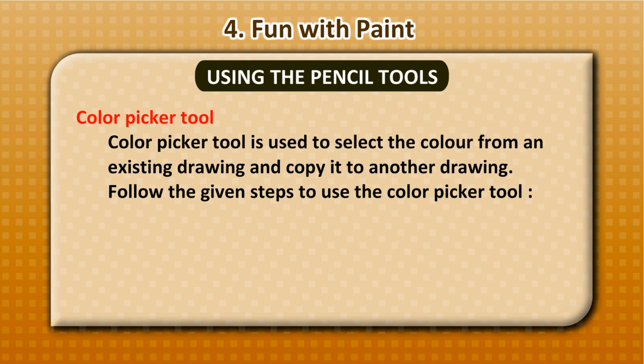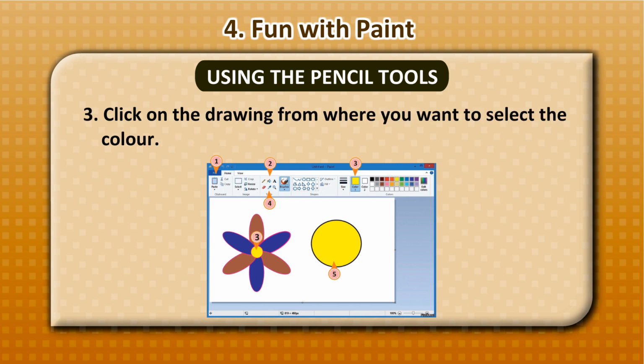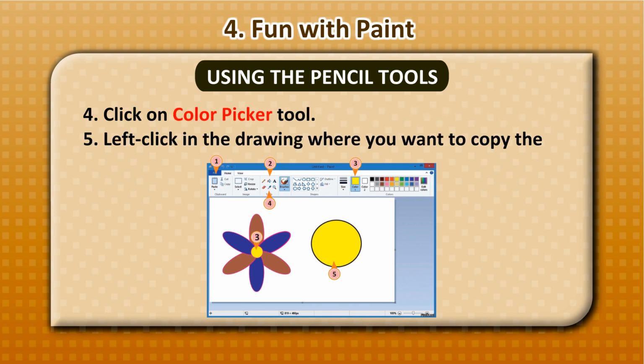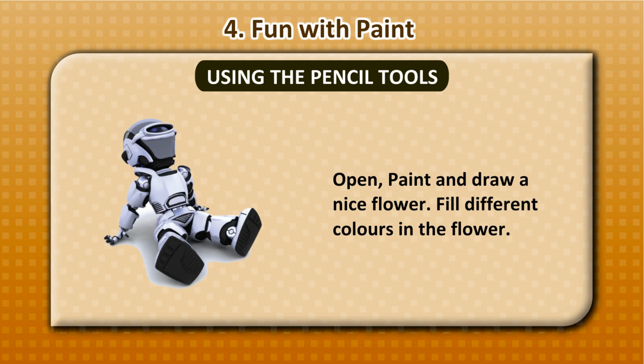Color picker tool. Color picker tool is used to select the color from an existing drawing and copy it to another drawing. Follow the given steps to use the color picker tool. 1. Click on the Home tab. 2. Click on Fill with Color tool. 3. Click on the drawing from where you want to select the color. 4. Click on Color Picker tool. 5. Left click in the drawing where you want to copy the color. The tool changes into Fill with Color tool. You will get the same color in your drawing. Open Paint and draw a nice flower. Fill different colors in the flower.